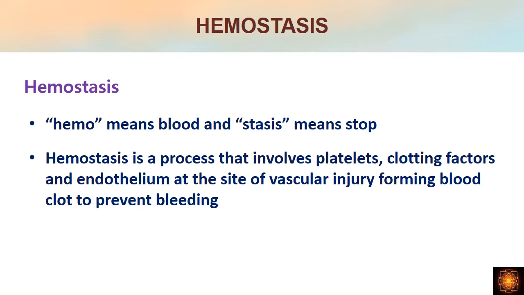What exactly do you mean by the term hemostasis? Hemo means blood and stasis means stop. So hemostasis is the process where the leakage of blood from the site of vascular injury is stopped. This process of stopping the blood loss at the site of vascular injury involves platelets, clotting factors and the endothelial cells. Altogether, all these factors play a role and prevent the loss of blood from the site of the vascular injury.